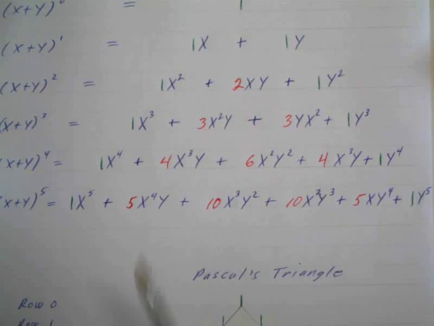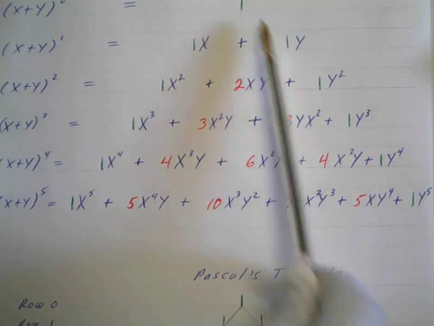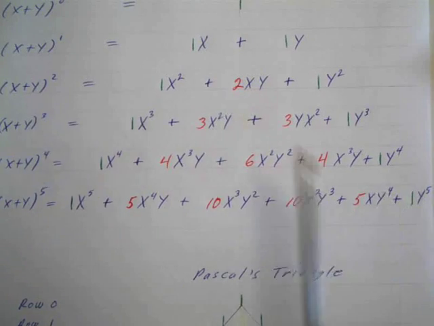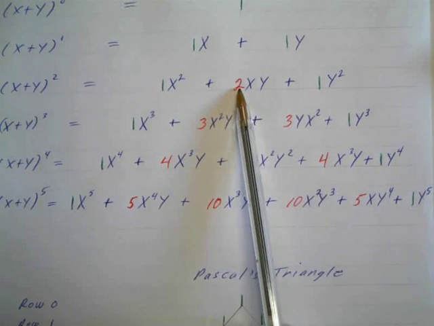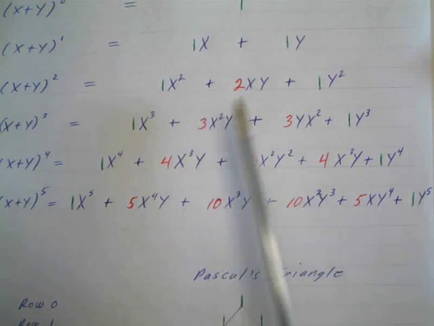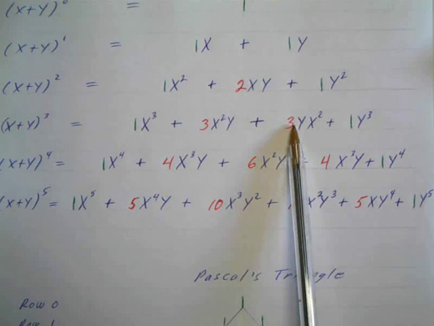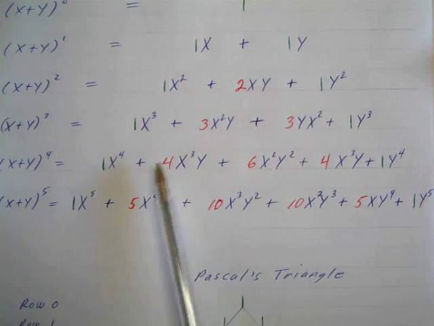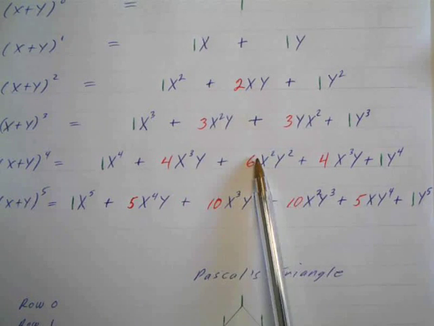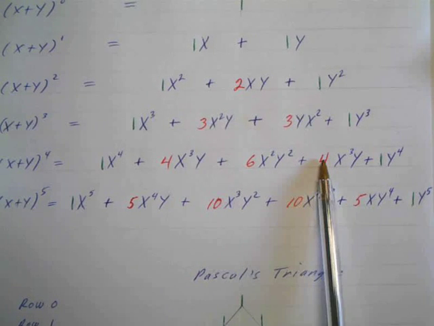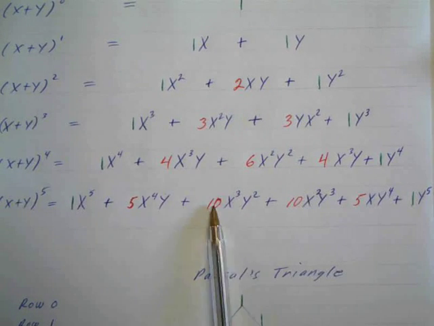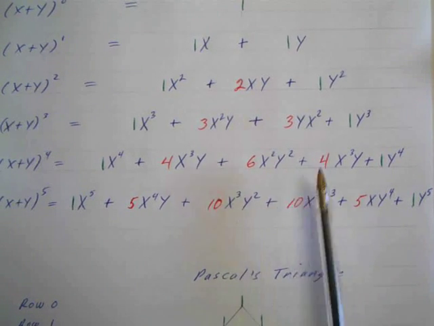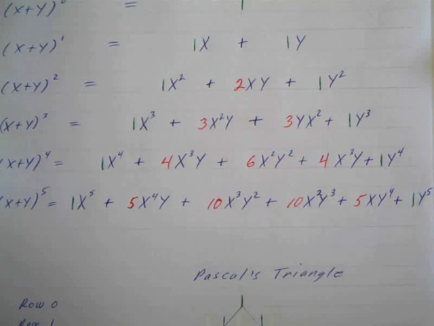Now look at how these numbers work. The outside numbers are always 1. And then we've got 2, but notice if you take 1 plus 1, you get 2. If you take 1 plus 2, you get 3. If you take 2 plus 1, you get 3. Pretty interesting, right? 1 plus 3, you get 4. 3 plus 3, you get 6. 3 plus 1, you get 4. 1 plus 4, you get 5. 4 plus 6, you get 10. 6 plus 4, you get 10. 4 plus 1, you get 5.